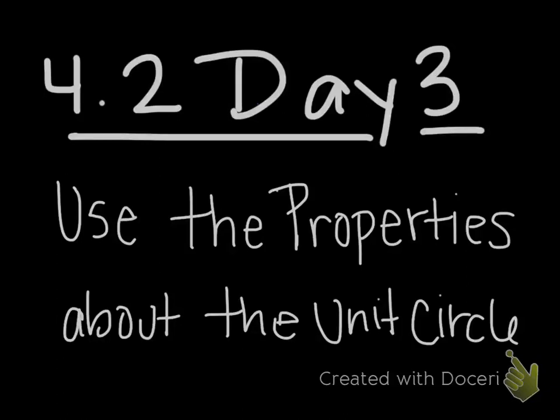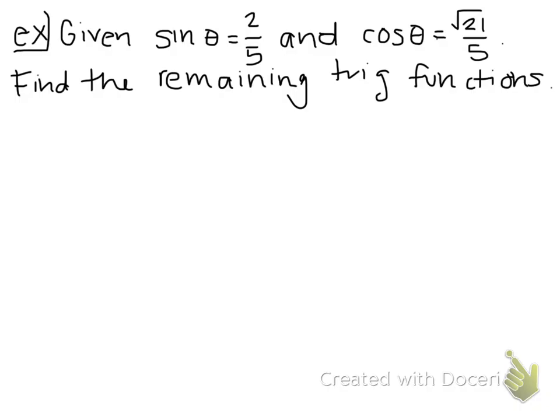Today we're doing section 4.2, day 3, and we're talking again about using the properties that we learned yesterday. So for this example, you're given two trig functions. You're given sine and you're given cosine, and the directions say to find the remaining. Based on the fact that I know sine and cosine, I definitely can find tangent, and to do that, I would take my sine value. So tangent is sine over cosine.